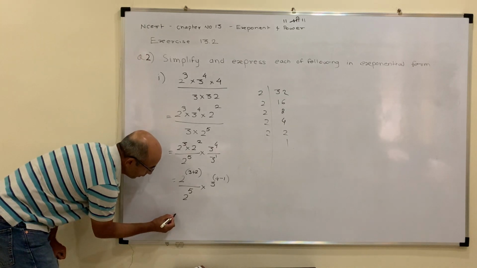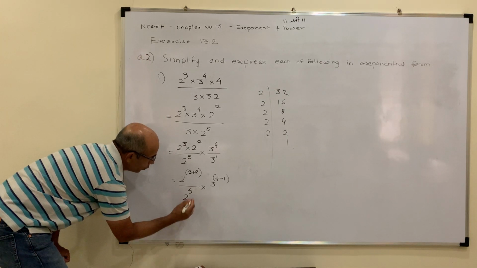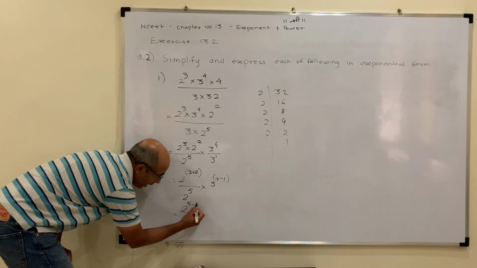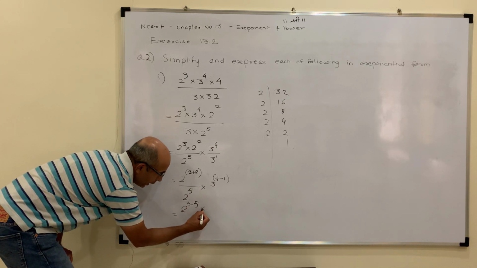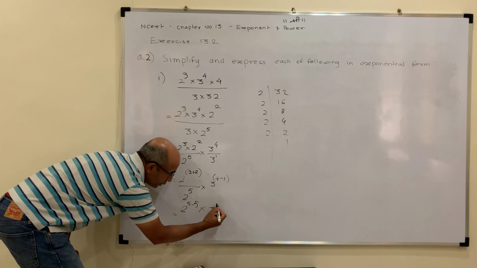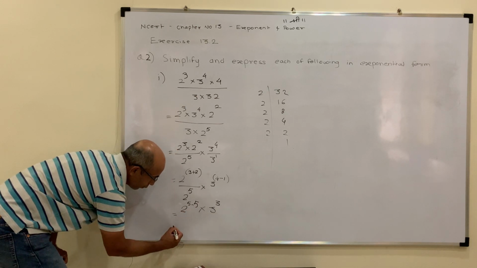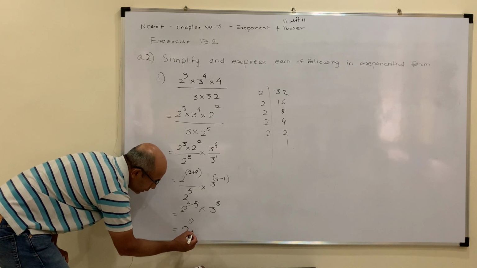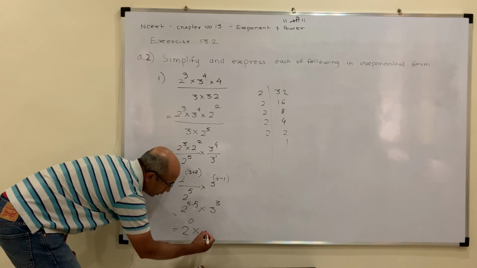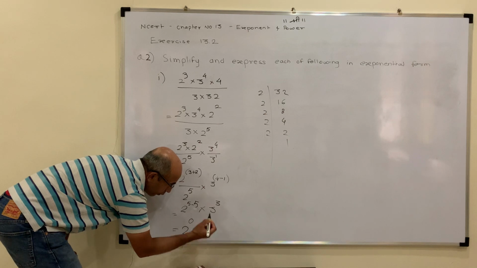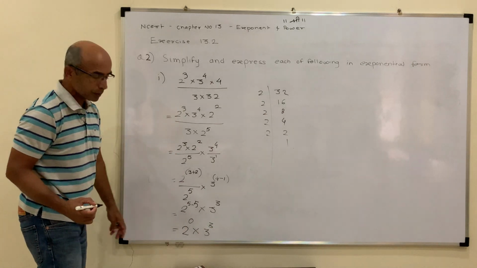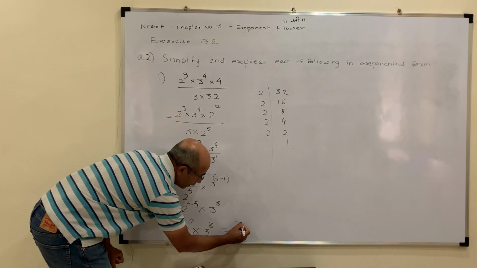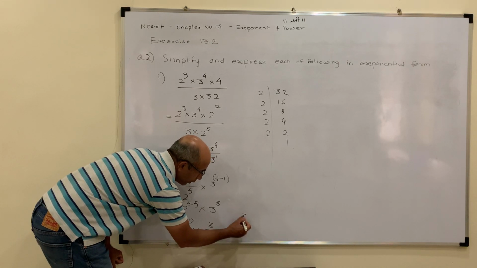So my next step will be 2 raised to 3 plus 2, that is 5, divided by 2 raised to 5, then into 3 raised to 4 minus 1. So 2 raised to 5 minus 5 comes out to be 0, into 3 raised to 3. Anything raised to 0 comes out to be 1. So my ultimate answer will be 3 raised to 3.